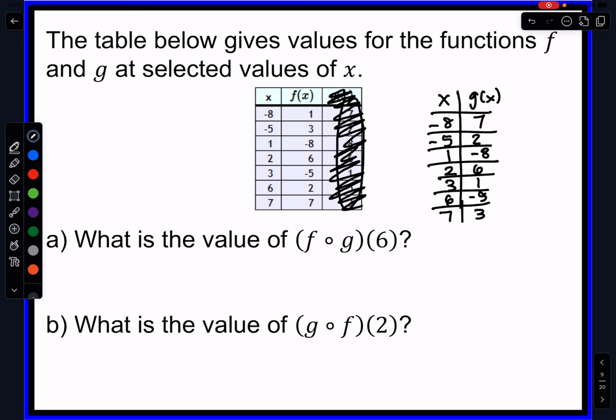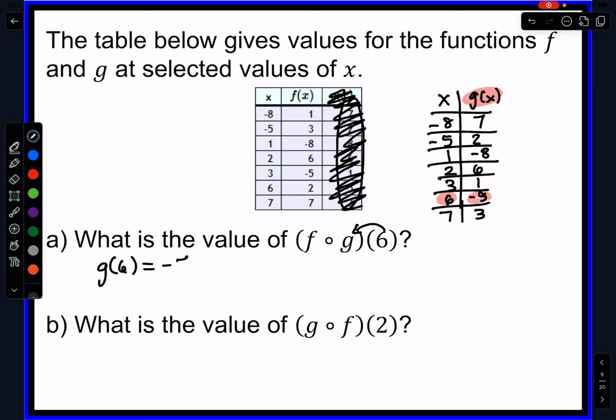Now, having done that, I can now evaluate. Let's do the first part. What is the value of fog of 6? Fog of 6 requires me to first figure out the g value at 6. So we're going to plug in the 6 into g. When I'm looking at the table for g, which is the one that I just wrote, I'm going to look at the x value at 6. And I see that the corresponding y value is -5.